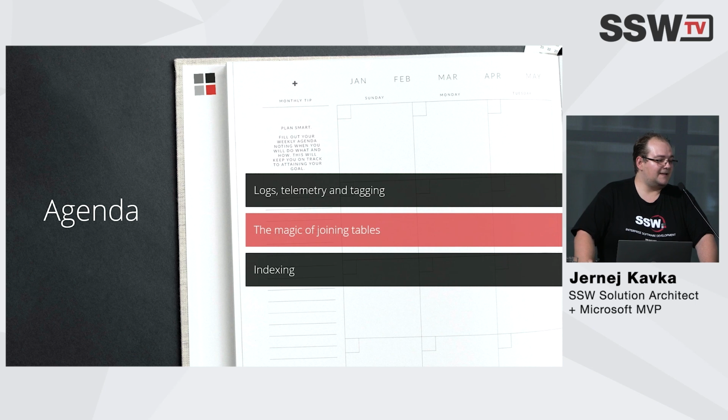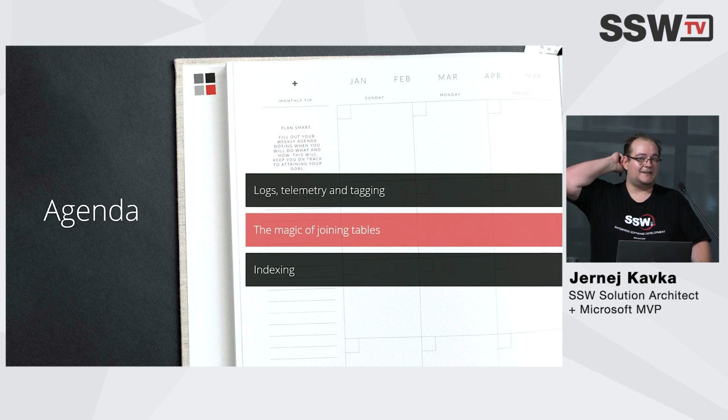Now, the next one that I picked for this talk, because I actually had like 10 topics I wanted to cover, and then figured out it's going to take 4 hours. So I had to cherry pick, and this is the next one I cherry picked: the magic of joining tables. Because there are a few things that a lot of people are either not aware of, or it's in the back of their mind, but they never actually put any thought into it. And I want to put this forward.